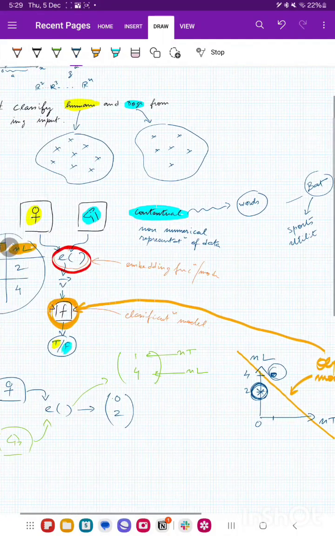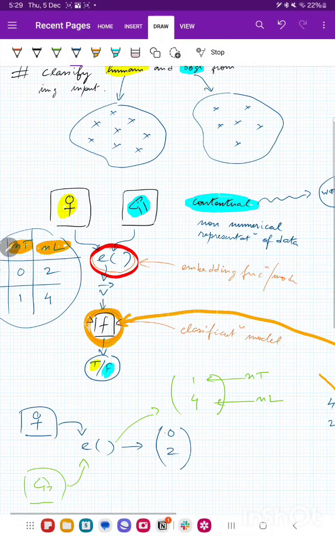But I just wanted the gist of what embedding and what the objective function is to be clear here. So I hope this clarifies your doubts.